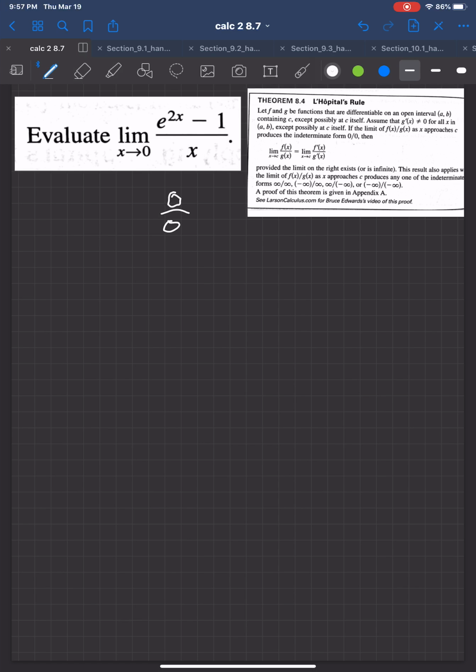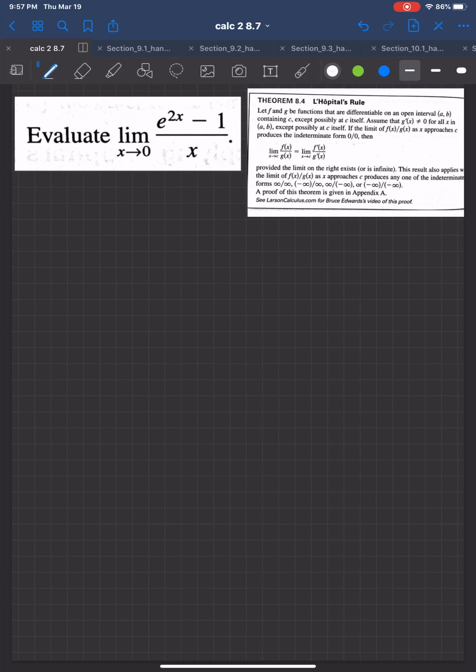then this method works perfectly. It also works for forms of infinity over infinity, negative infinity over infinity, and so forth, provided the limit on the right exists, I believe, exists or is infinite. So that's kind of our disclaimers, right? Some conditions that we wanted to get out of the way, and let's go ahead and jump right in.